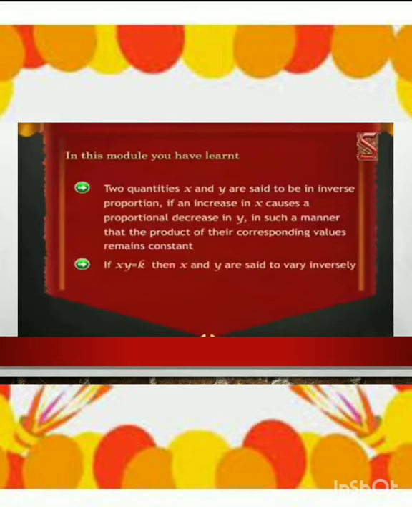In this module, we have learnt two quantities x and y are said to be in inverse proportion if an increase in x causes a proportional decrease in y in such a manner that the product of their corresponding values remains constant. Then if xy equal to k, then x and y are said to vary inversely.